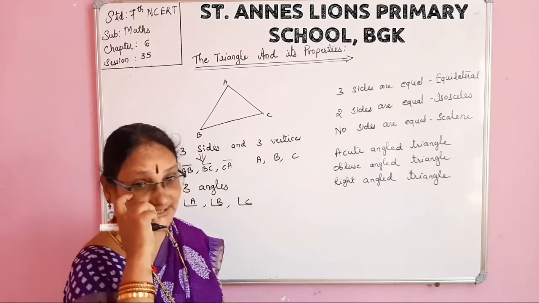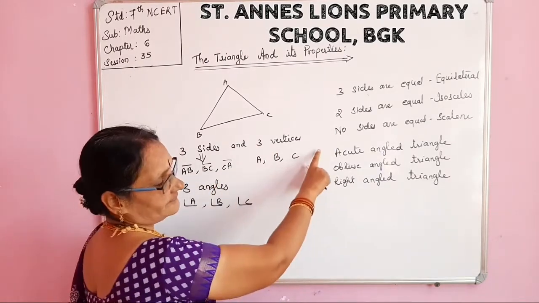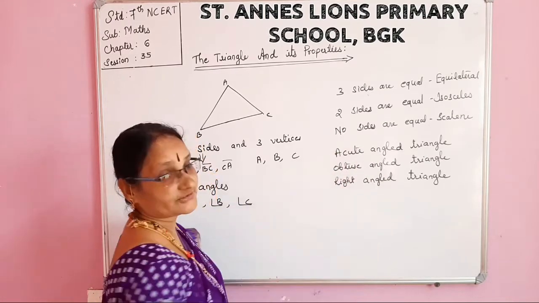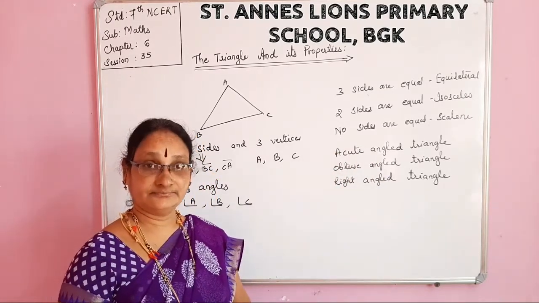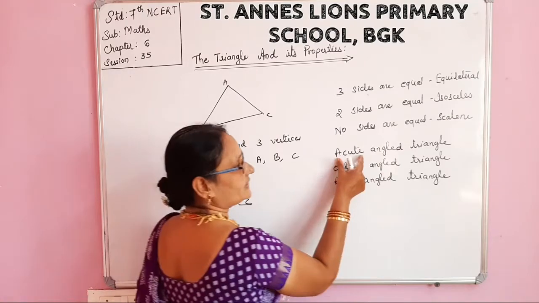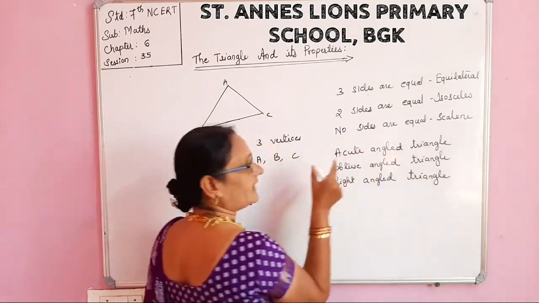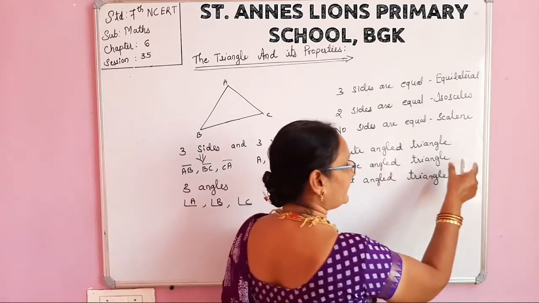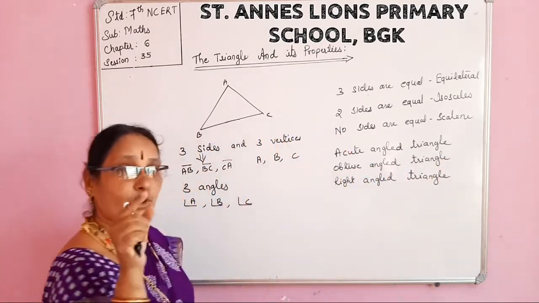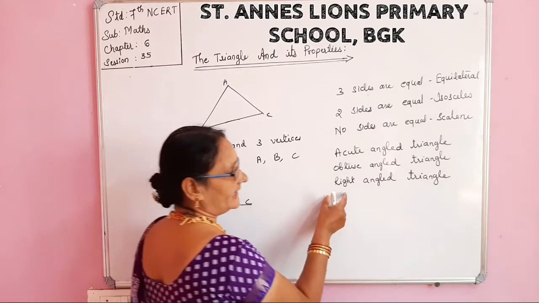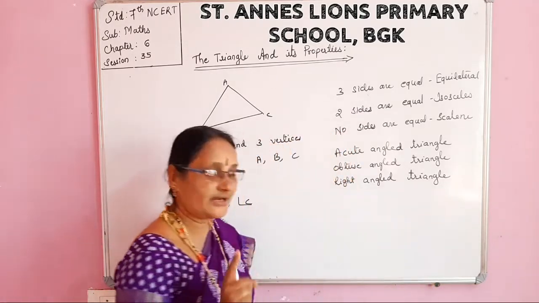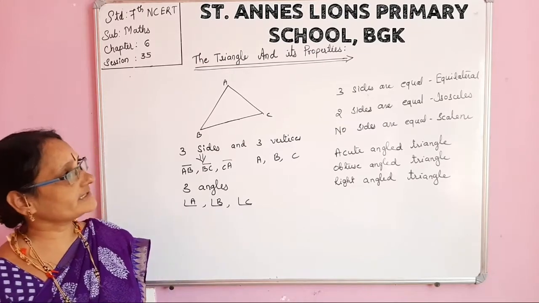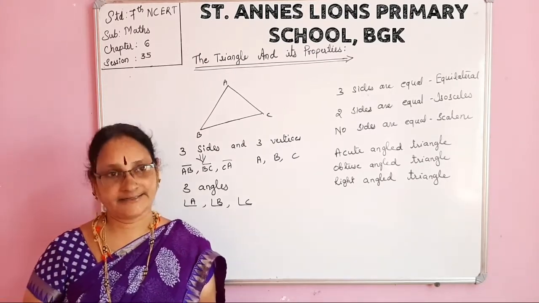So here see these three angles. On the basis of the three angles, the triangles are of three kinds. In the acute angled triangle, all the angles are acute. In the obtuse angled triangle, one angle is obtuse. And in the right angled triangle, one angle is a right angle. Okay, all these things you have already learnt in 6th standard.